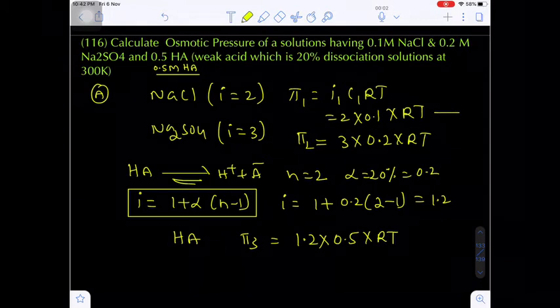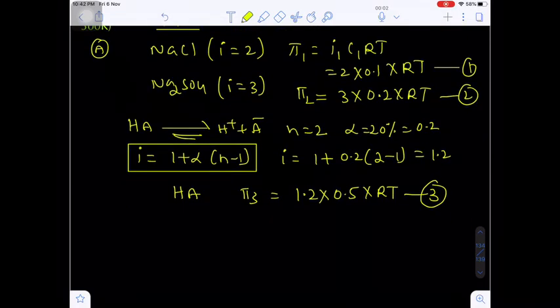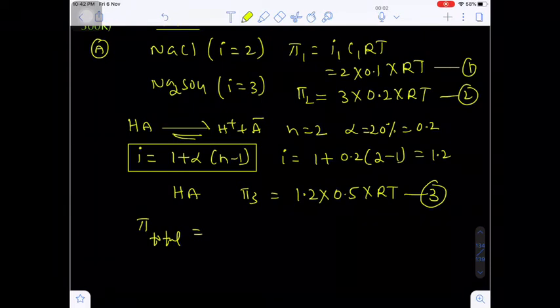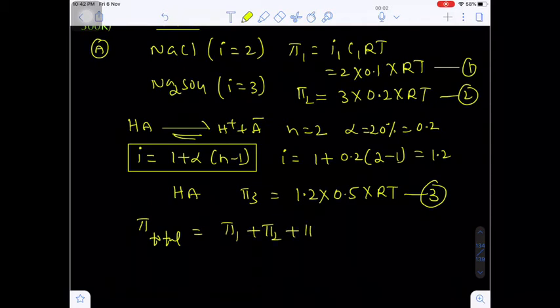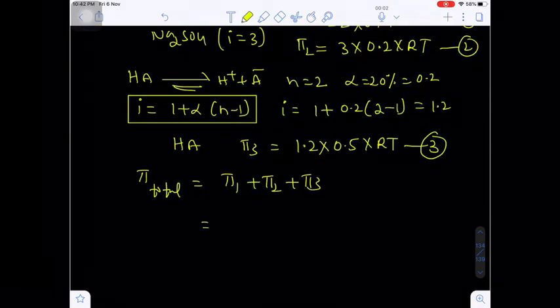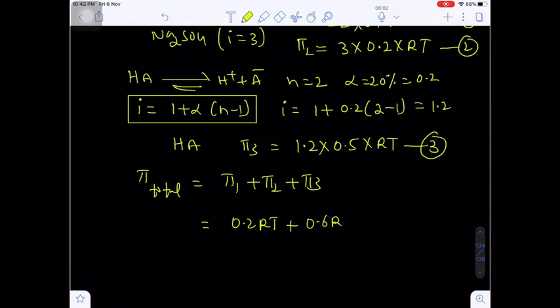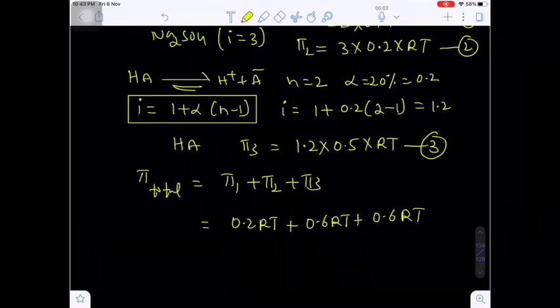So in total we have 3 individual solutions, with osmotic pressures pi 1, pi 2 and pi 3. Now osmotic pressure is a colligative property which depends upon the concentration, the number of moles of solute, that's why it is an additive property. Pi total will be equal to pi 1 plus pi 2 plus pi 3. Are you getting my point? So 0.2 into RT is pi 1, plus 0.6 into RT is pi 2, plus 0.6 into RT is the pi 3 value. Okay, so here finally you will get 1.4 RT.